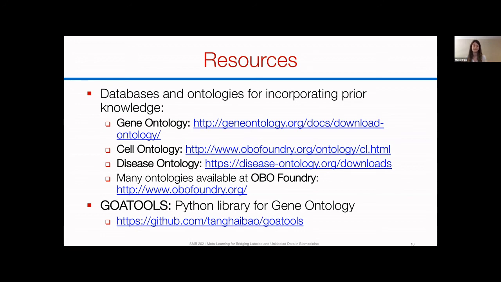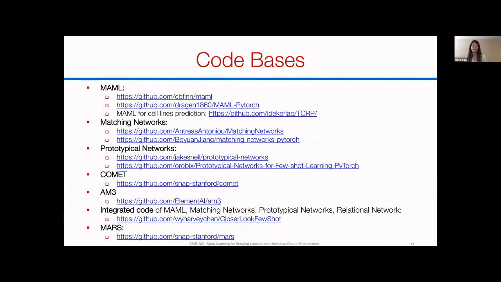We also covered different few-shot learning and open world learning methods such as optimization-based MAML, non-parametric matching networks and prototypical networks, prior knowledge in few-shot methods COMET and AM3, and the open world learning method MARS. And here are the links to GitHub repositories of these methods that can help you to get started. All these methods are either originally written in PyTorch, or we provide a PyTorch link here, except for AM3, which only has a TensorFlow implementation.